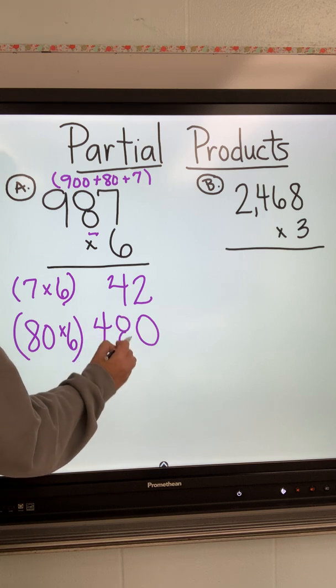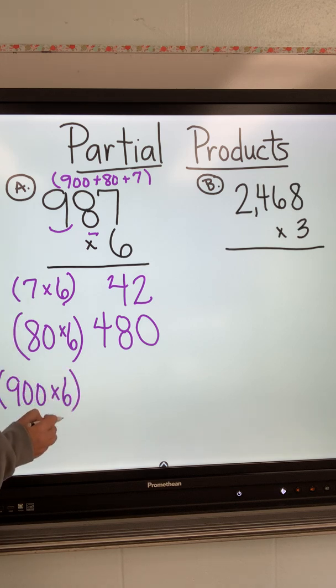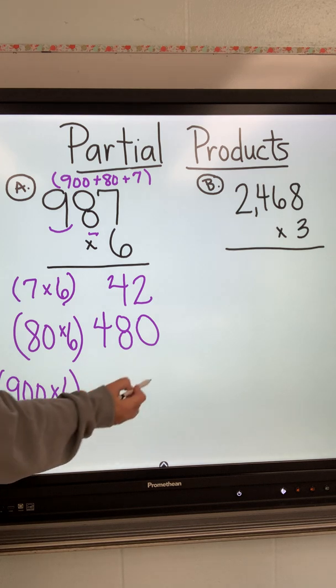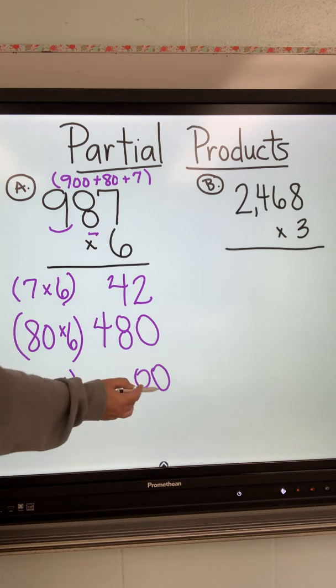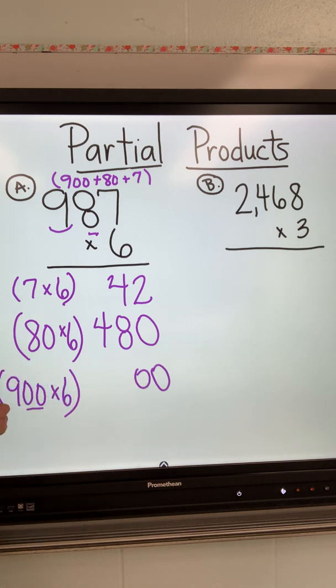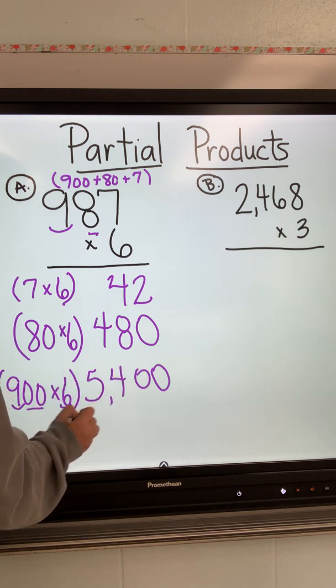Now, make sure you align your numbers. It looks like I have not set this up with enough space to do so, but I'm going to try my best. Then I'm going to look at the digit 9. The value of that 9 is 900. And I've got to multiply it by 6 as well. I see that I have 2 zeros here. I can actually bring them down in my product, which is just like saying 0 times 6 is 0. 0 times 6 is 0. Then I'm going to multiply my non-zero digits, which are 9 and 6. 9 times 6 is 54. So that product is 5,400.